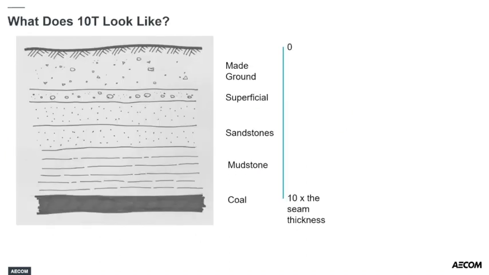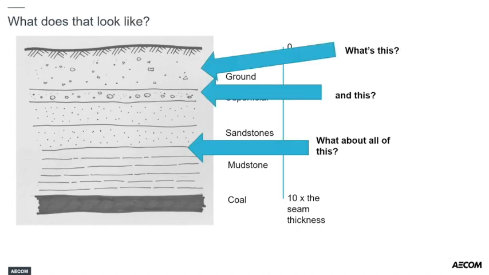So what does 10T look like? Here we've got a very simple sketch, roughly to scale, showing a ground model of made ground, superficial materials, some coal measure strata and a coal seam. Taking the rule on its own, that looks like it's okay. We're probably going to be all right with that. But then, what's this made ground, what's this superficial material, and what condition is all this coal measure material in? We need to really think about those points when we're looking at our ground model and doing our desk study work and our investigation work.